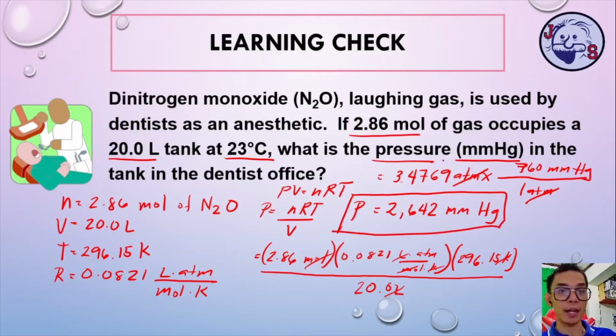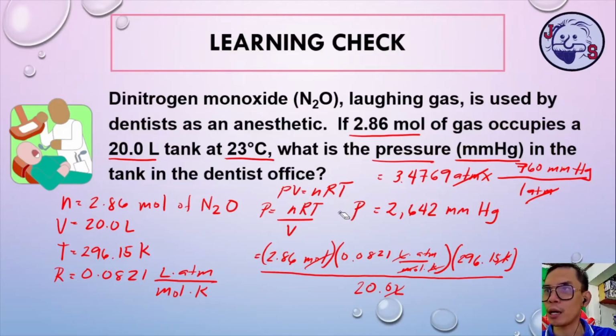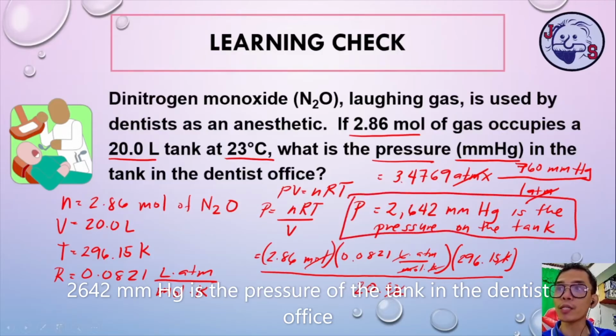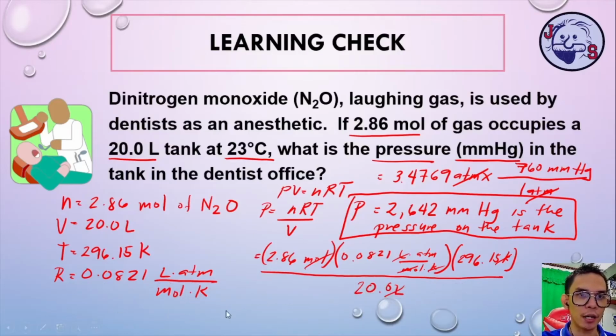So that will be the final answer. I forgot to include the units statement: 2,642 millimeters of mercury is the pressure on the tank in the dentist office. So that is our first sample problem for the ideal gas law.